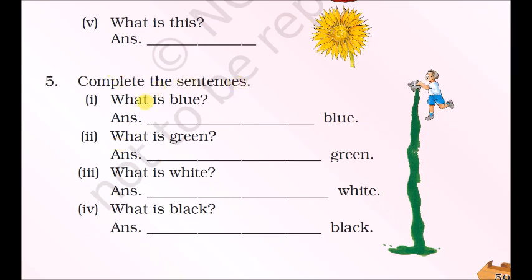Complete the sentence. What is blue? Blue यानी नीला क्या क्या होता है? Sky is blue. और भी आप एग्जाम्पल दे सकते हो. What is green? Leaves are green. What is white? Paper is white. What is black? Night is black. और भी आप एग्जाम्पल लिख सकते हो.